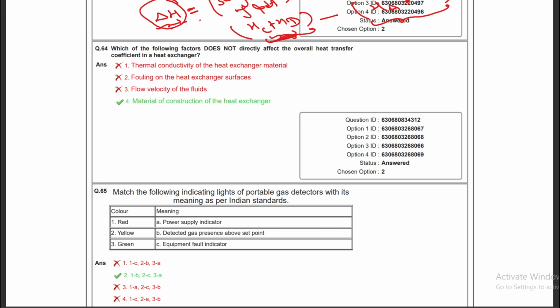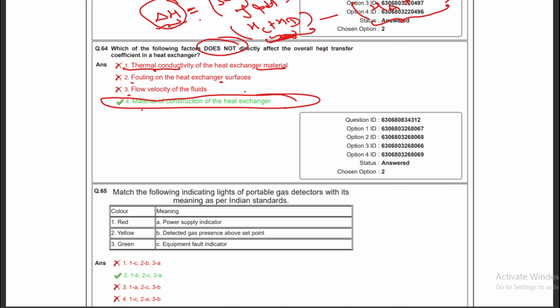Next is, which of the following factors does not directly affect the overall heat transfer coefficient in a heat exchanger? First is thermal conductivity of the heat exchanger material, then fouling on the heat exchanger surfaces, flow velocity of the fluids, and material of construction of the heat exchanger. So the correct answer is material of construction of the heat exchanger.